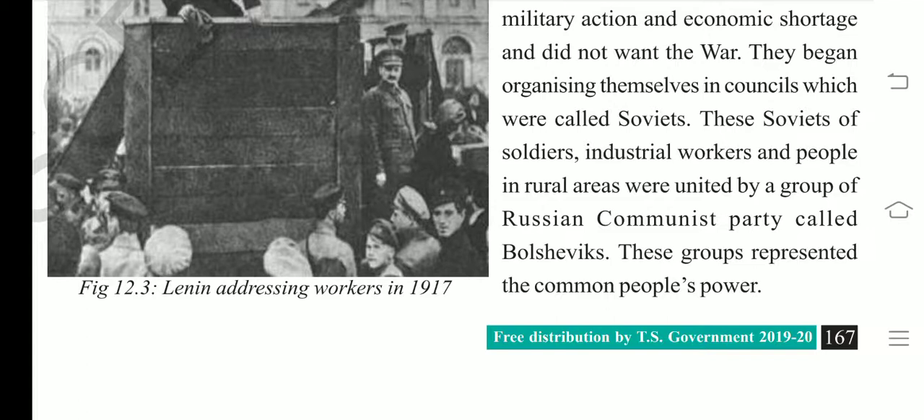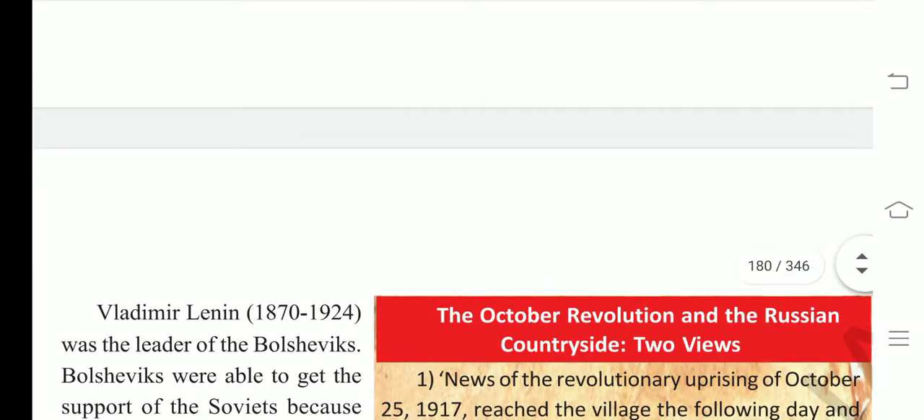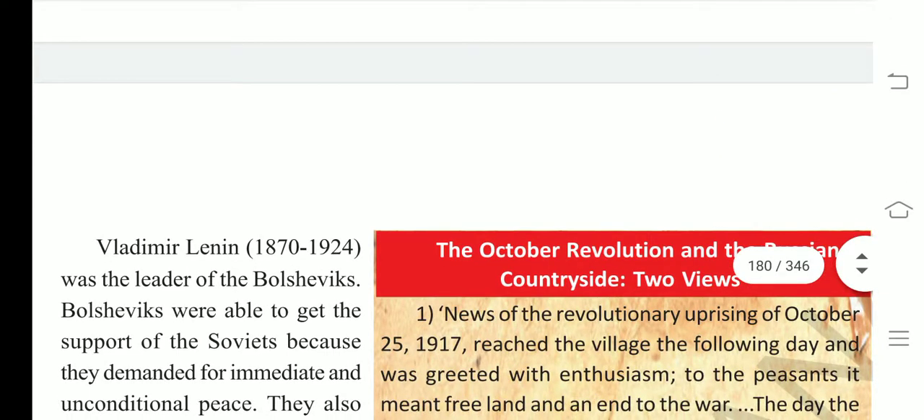The Bolshevik party represented the demands of the common people. It represented the power of the people. People backed the Bolshevik party instead. So their revolution was started by the Bolshevik party. The members of the Bolshevik party are called Bolsheviks. We call them Bolsheviks.